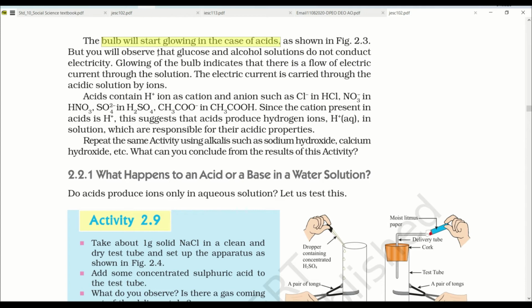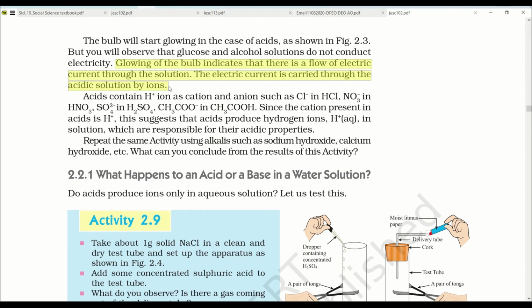But you will observe that glucose and alcohol do not conduct electricity. Glowing of the bulb indicates that there is a flow of electric current through the solution. The electric current is carried through the acidic solution by ions. So acids conduct electricity. And why does acid conduct electricity?